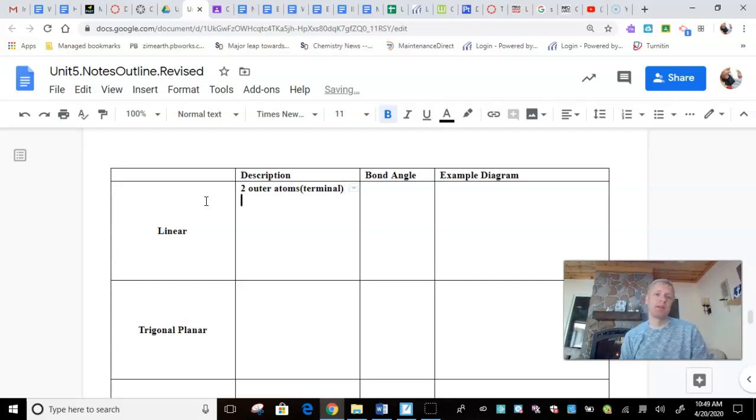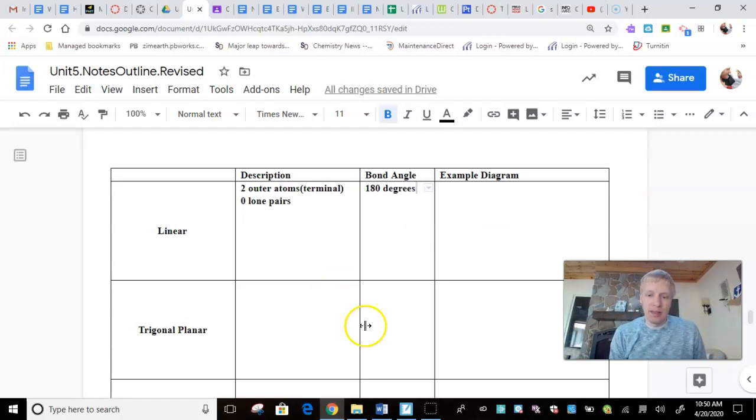So it has just 2 outer atoms and also 0 lone pairs. Alright, and the bond angle this is going to form, linear line, is 180 degrees. I'd have to do a whole thing to put a degree symbol in, but it's 180 degrees. There we go.